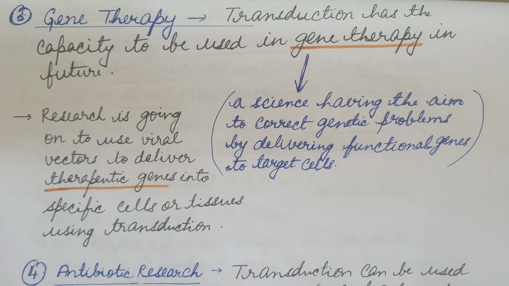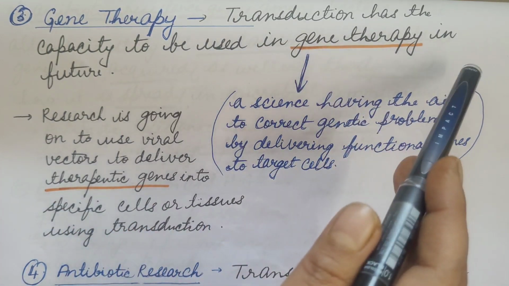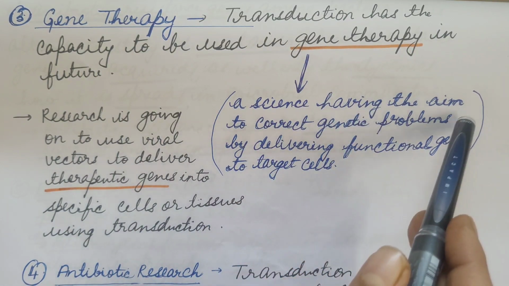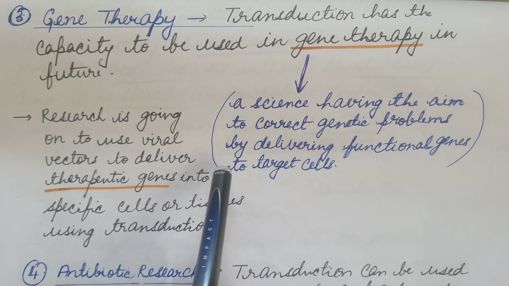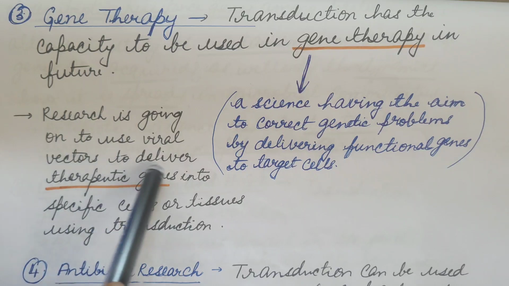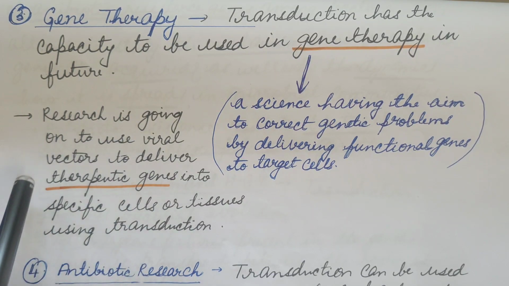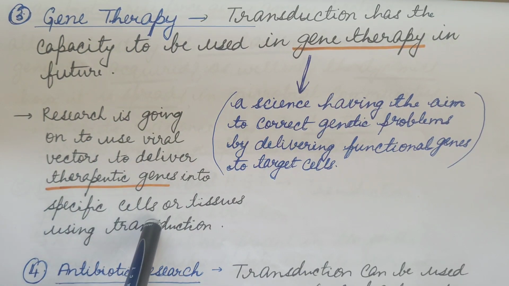Third is gene therapy. Transduction has the capacity to be used in gene therapy in future. Gene therapy is a science having the aim to correct genetic problems by delivering functional genes to target cells. Research is going on to use viral vectors to deliver therapeutic genes, which help to cure illness, into specific cells or tissues using transduction.